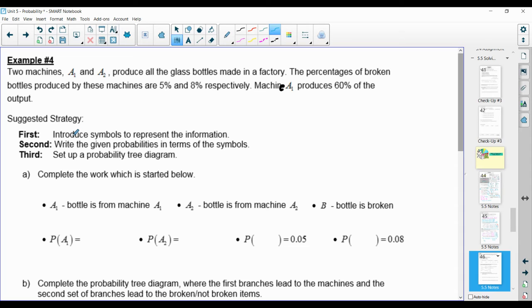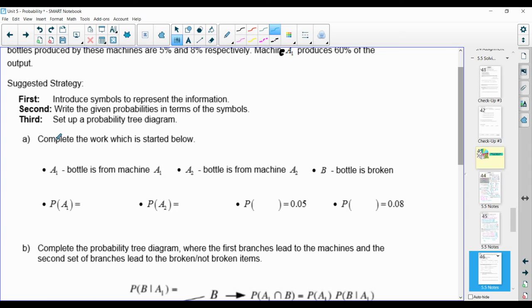Now again, if you notice here, it says the percentages of broken bottles produced by the machines are 5% and 8% respectively. So 5% for A1 and 8% for A2. So we're going to have to consider some conditional probabilities here. We're going to be looking at the probability that a bottle is broken given that it comes from machine A1, or the probability that a bottle is broken given that it comes from machine A2. And so we're going to look at those here right away.